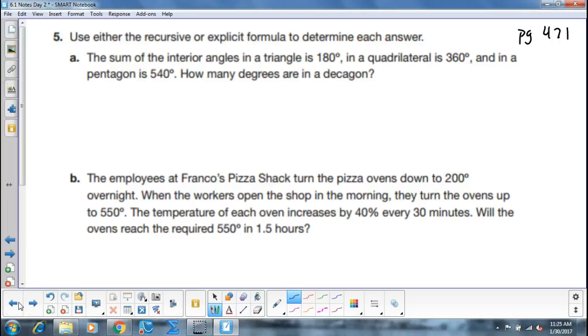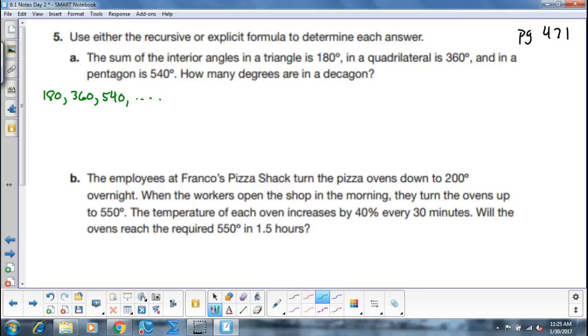A couple of different ways you got to think about this. Sometimes it might be helpful for you to write out some parts of the sequence, right? So if I write out the sequence here, it would be 180 as my first term, and then 360, and then 540, and that's all that they give me, right? Next one would be what? 720, and so on and so forth.